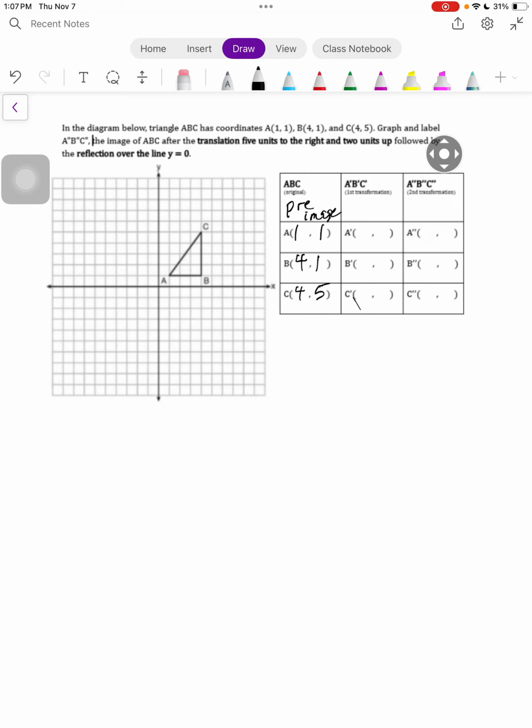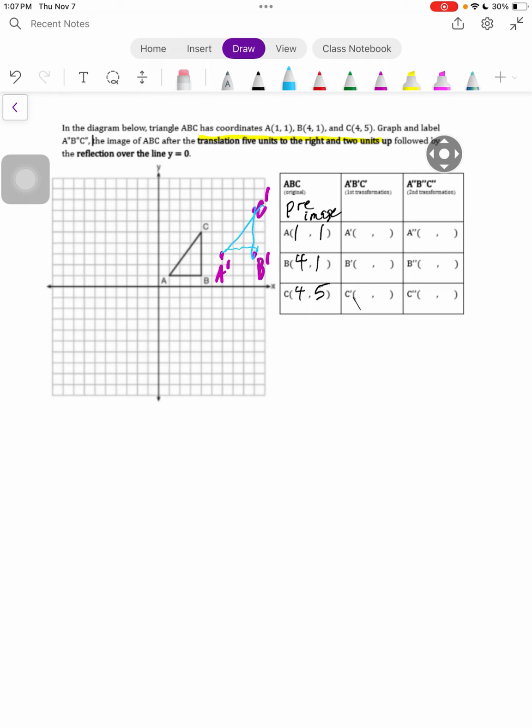Okay, now they want us to first translate 5 right and 2 up. So I'm going to do that first. 5 right and 2 up. So 1, 2, 3, 4, 5, and 2 up. B prime. 1, 2, 3, 4, 5, and 2 up. A prime. And the other one should be 2 up. There's C prime. Okay, and then we're going to connect those. I'm just going to connect them with a different color. So there's our first one.